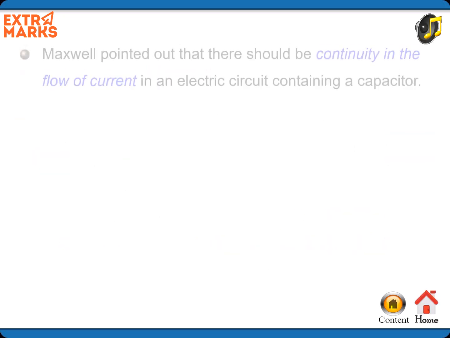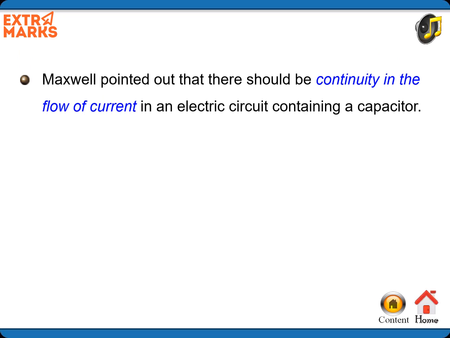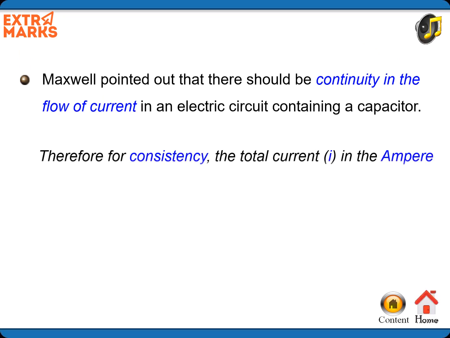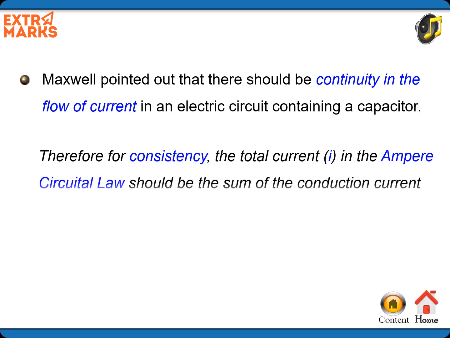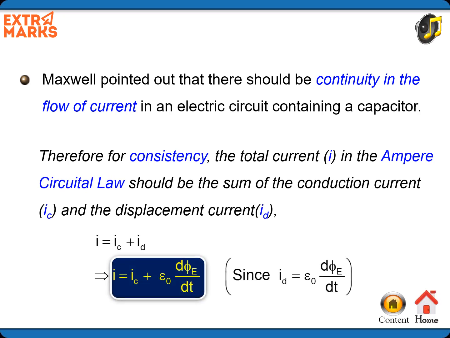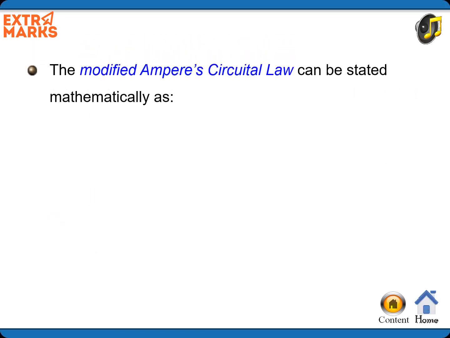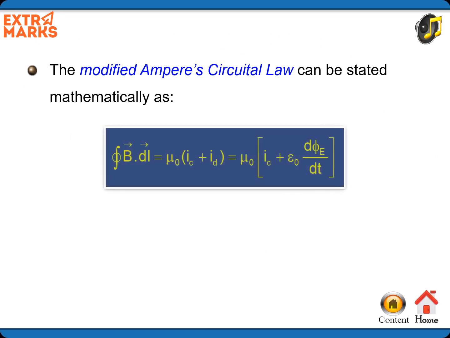He pointed out that there should be continuity in the flow of current in an electric circuit containing a capacitor. Therefore, the total current I in Ampere's circuital law should be the sum of the conduction current IC and the displacement current ID. The modified Ampere's circuital law can be stated mathematically as shown on the screen.